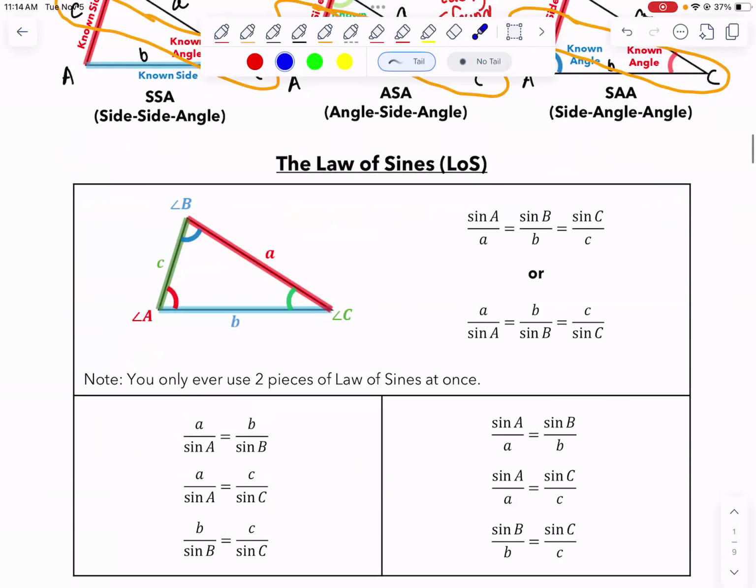So the law of sines itself is a simple formula. It's a three-piece formula that you can also flip upside down. These are just ratios equal to each other. The sine of angle A over a is equal to the sine of angle B over b. Really cool, really nice, straightforward formulas here.